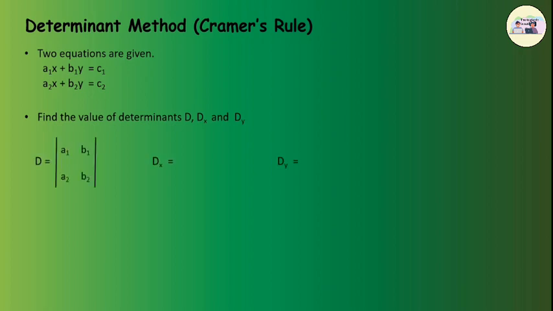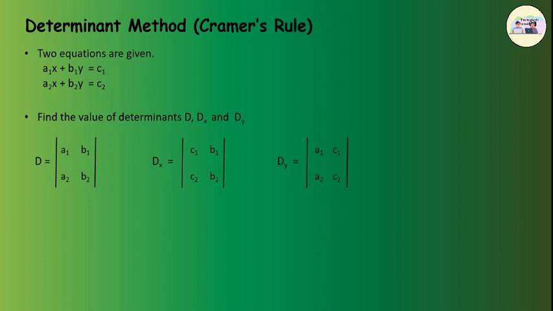D is equal to the determinant a1 b1 a2 b2. Dx is equal to c1 b1 c2 b2. Dy equals a1 c1 a2 c2. You can remember it as: in Dx we have to eliminate the constants of the x variable, that is a1 and a2, from D and put the c constants, that is c1 and c2.